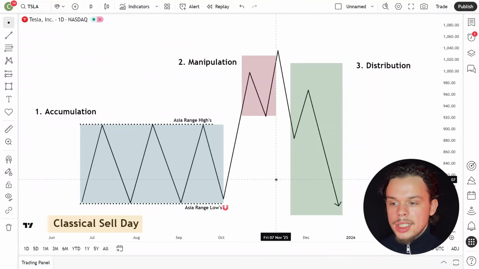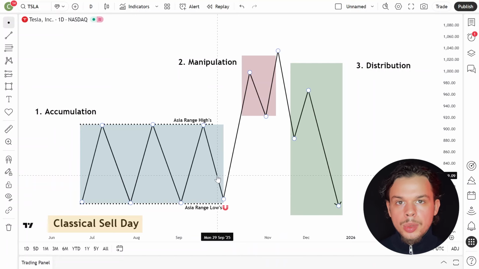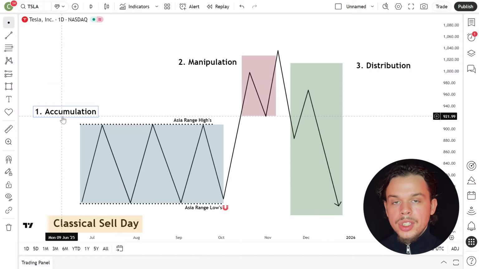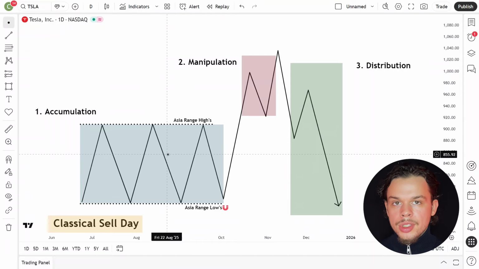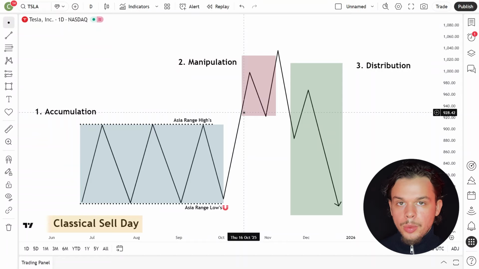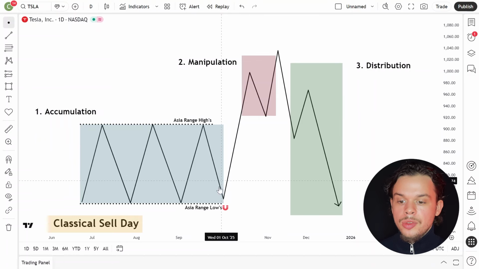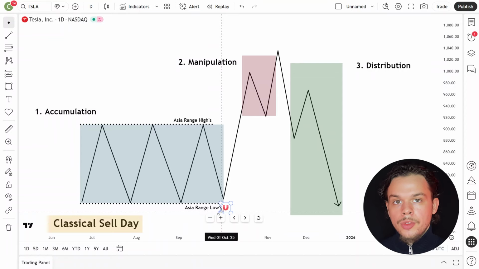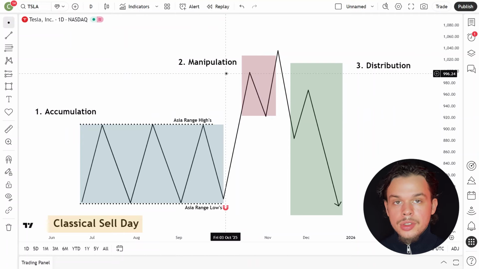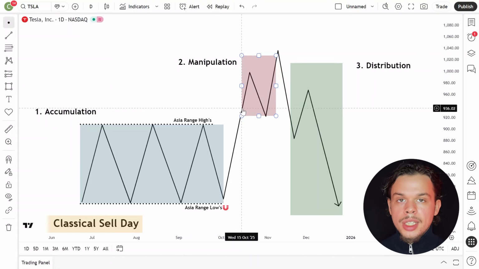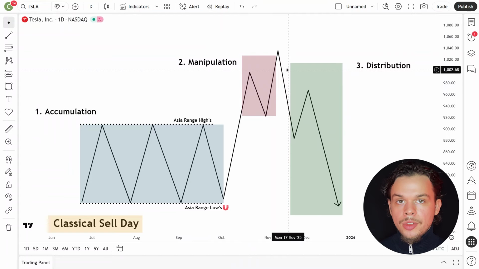So now let's look at the classical sell day. Again, the same principles remain. We get phase 1 where we have the accumulation of Asia range highs and Asia range lows. Now the only difference here from the classical buy day to the classical sell day is, on a classical sell day we would ideally like to see Asia range highs manipulated first, leaving Asia range lows acting as a magnet drawing price onto the downside, which will be our target for our sell entry. So once we get the accumulation, we then get the phase 2, which is the manipulation, and once we see that manipulation, we then start getting ready for our trade entry.